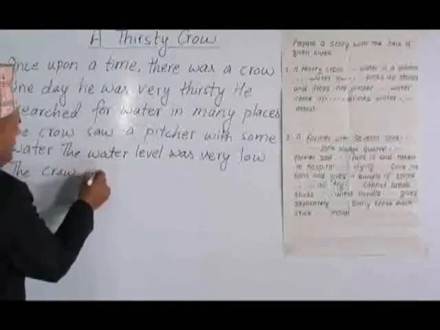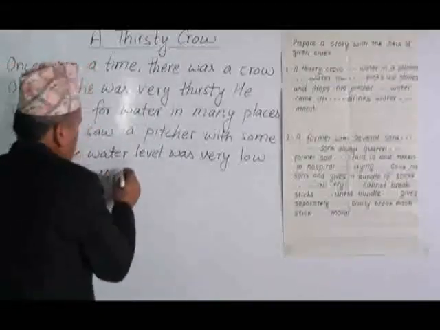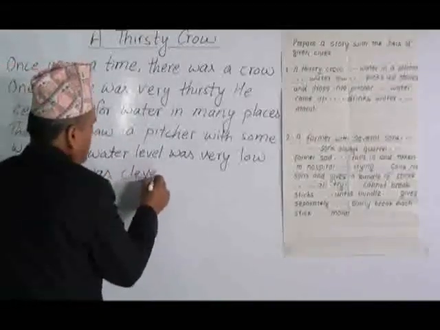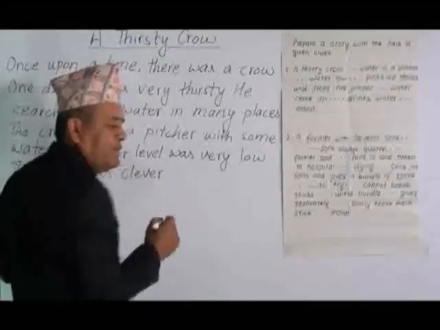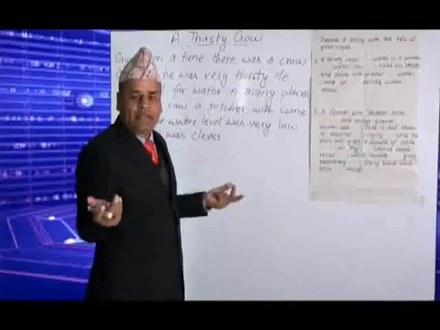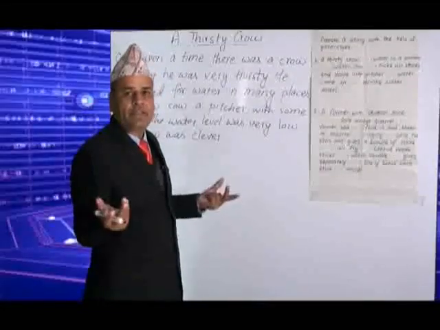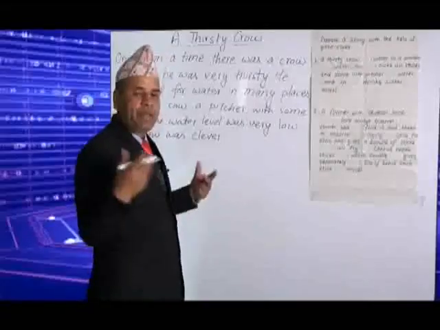The crow was clever. Then what did he do? How can we say that the crow was clever? He collected some stones, right, or pebbles.